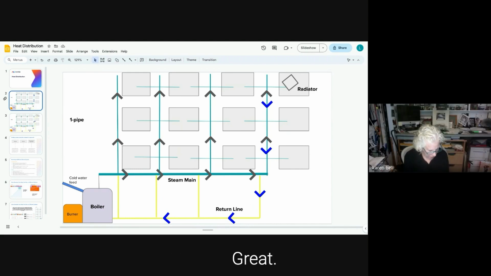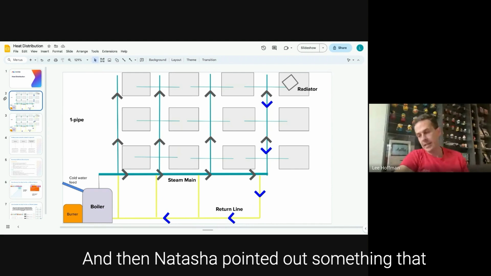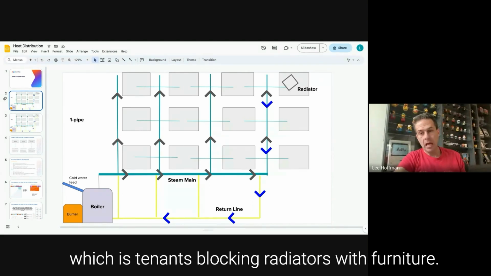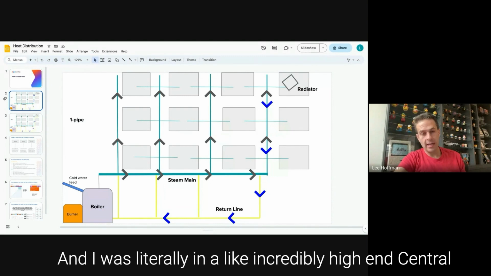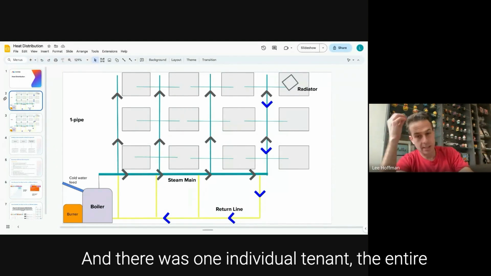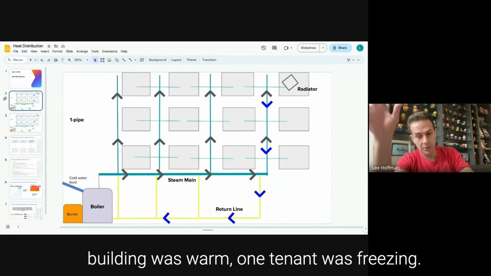Okay, thank you. Great. And then Natasha pointed out something that I didn't mention about an in-unit issue, which is tenants blocking radiators with furniture. I was literally in a incredibly high-end Central Park West co-op building a couple of years ago, and there was one individual tenant. The entire building was warm.